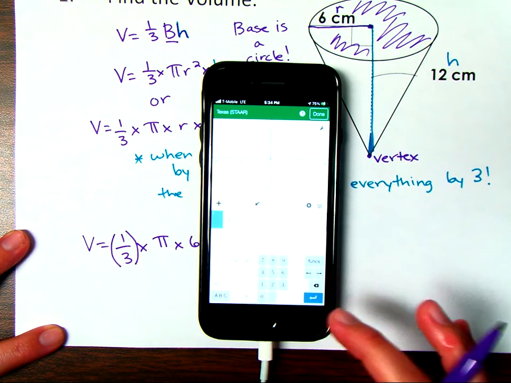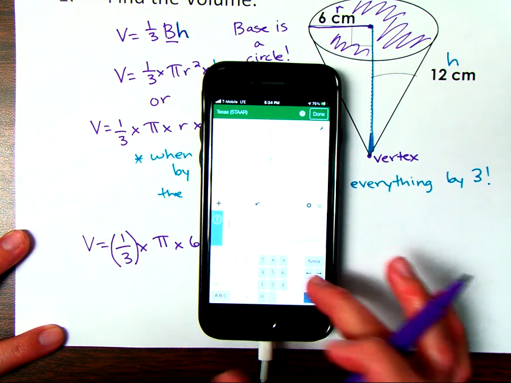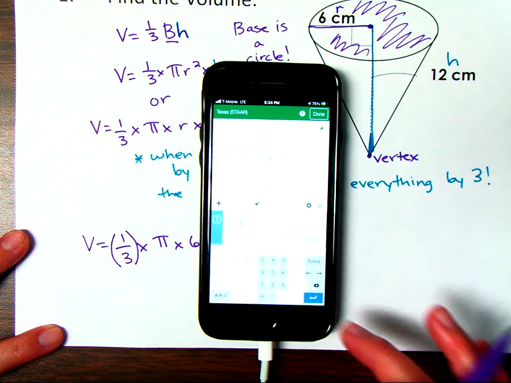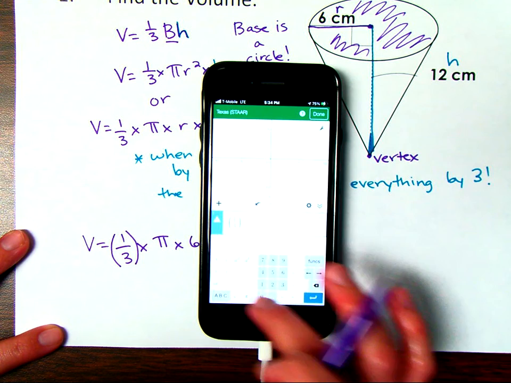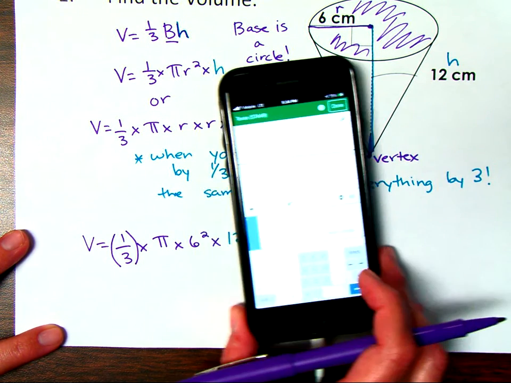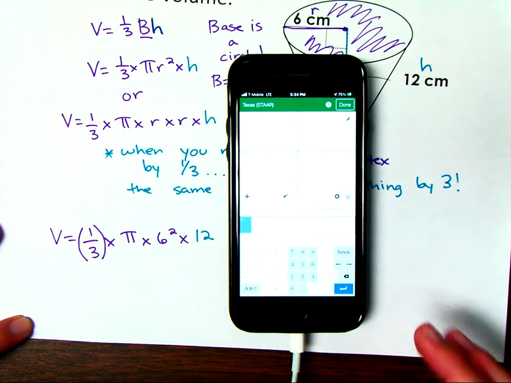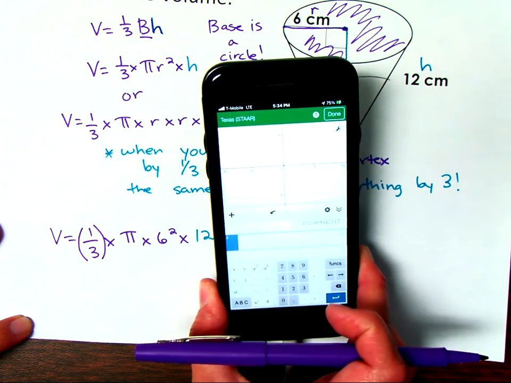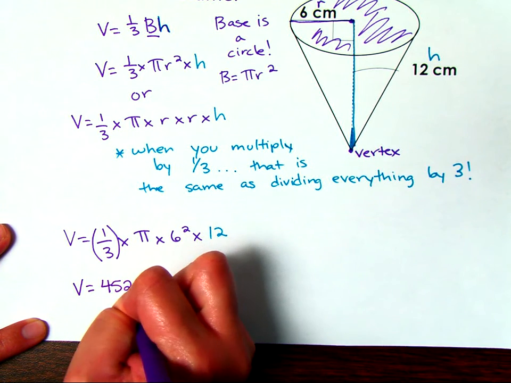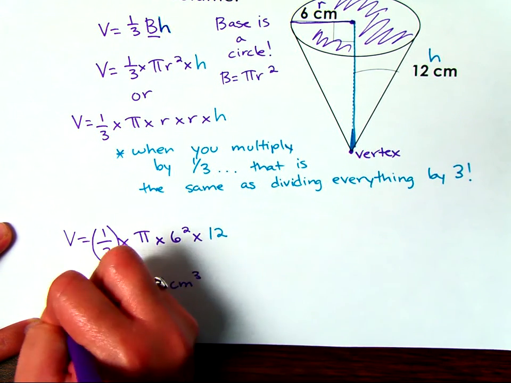So it's a little intense, but let's see if we can do it. You can do open parentheses, 1 divided by 3, then close your parentheses to make sure you're telling the calculator you just want that as a fraction of 1/3 times pi times 6 to the second power, and then times 12. So you have to be very, very careful when you type that in. Then when you type that in, rounding to the nearest thousandth, you're going to get 452.389 cubic centimeters.